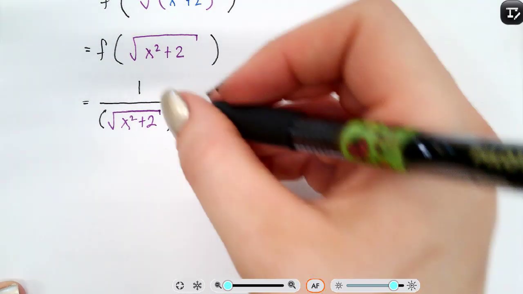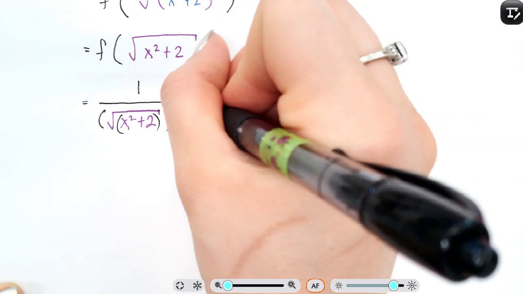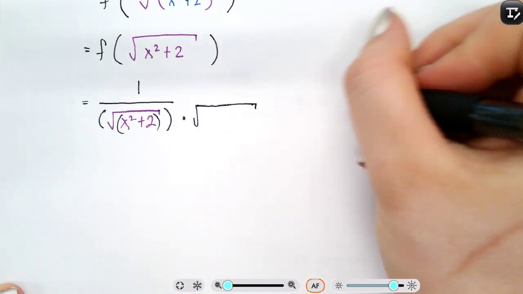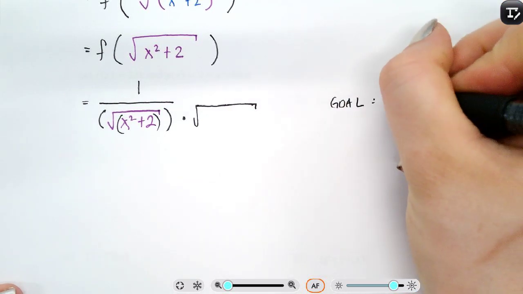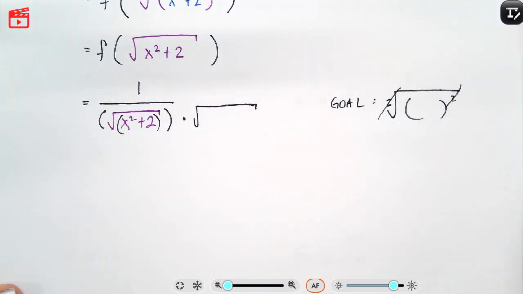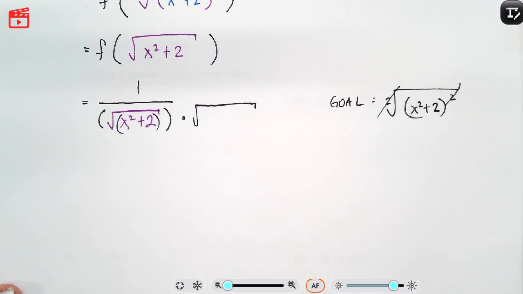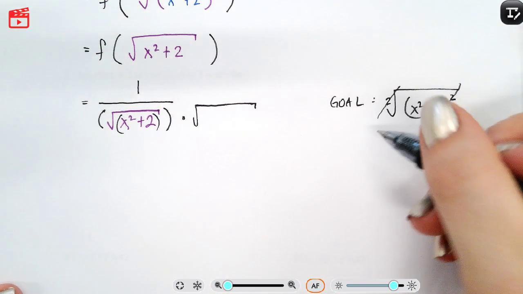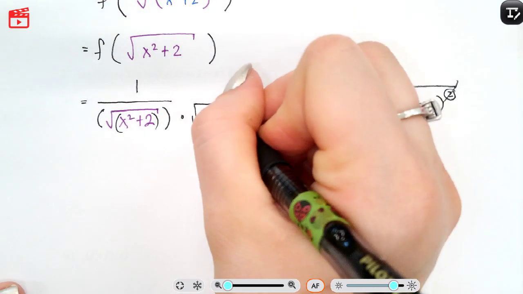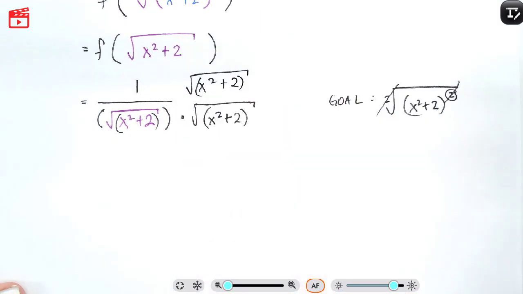Okay, so how do we rationalize this? Well, multiply by the conjugate. Actually, in this case, we don't have a conjugate. We just want to make this as some value squared because our goal is to get something squared so we can cancel the square and the square root, which means I want to have x squared plus 2 squared. At the moment, I only have x squared plus 2. So to get x squared plus 2 squared, we're going to multiply it by another x squared plus 2. And we have to do that to the top as well, the building up property.